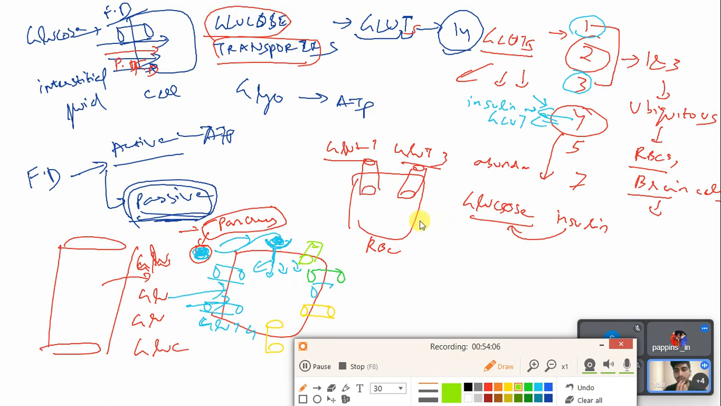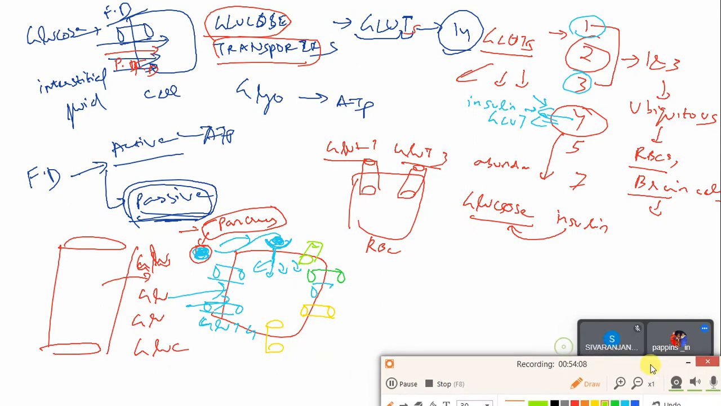Now, first I'll finish this thing up. GLUT4 is under the influence of insulin. So when there is a higher amount of glucose, insulin is released, insulin goes and binds, and then glucose is taken up by GLUT4. So this is GLUT4. Now what are these cells where GLUT4 is present? And GLUT4 is under the action of insulin.